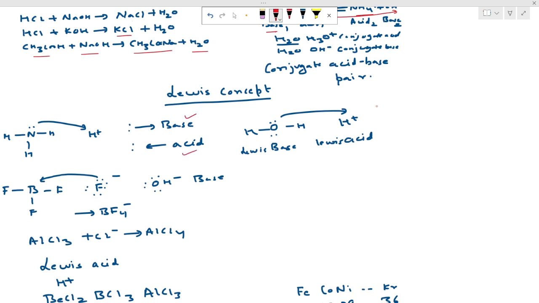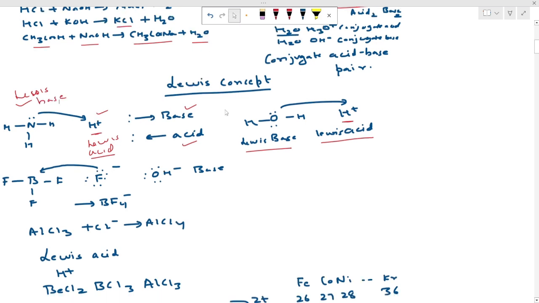For example, you have an H+ ion. This is electron pair deficient, so it is acting as a Lewis acid, and in the Lewis base water, the oxygen has two lone pairs, so it can donate them, so there is formation of a coordinate bond. So the Lewis base is the electron pair donor, and the Lewis acid is the electron pair acceptor. Here I have an example of ammonia and hydrogen ion. This is the Lewis acid because it is a proton, an electron pair acceptor, and this is an electron pair donor, so it is acting as a Lewis base.